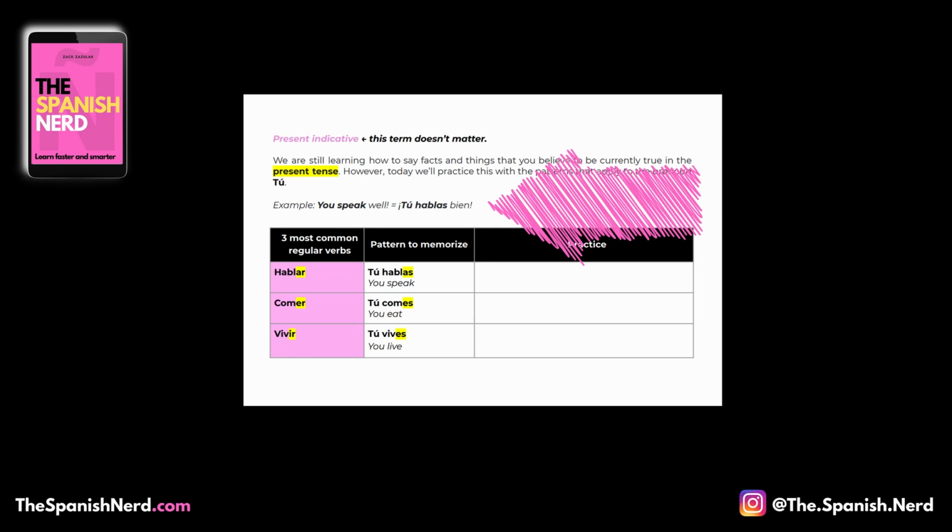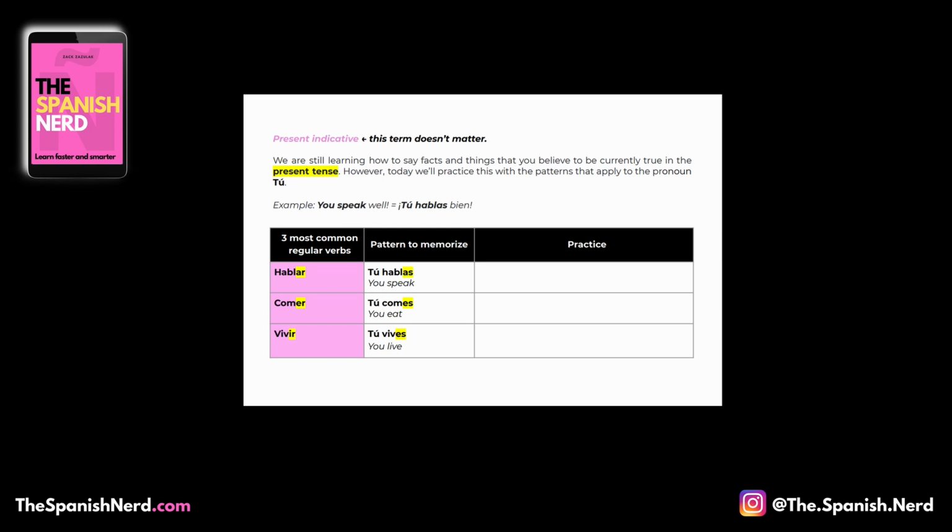Remember, this is just an example. This is not to memorize, okay? These aren't sentences that I'm saying, hey, this is a super practical sentence that you're going to use all the time. Not necessarily. Yes, hablar, comer, and vivir are very common words, and they do happen to be the most common regular ER, IR, and AR verbs, but we're just focusing on the patterns, okay? And here with the example, it's just to prepare your mind to know, hey, that's the kind of sentence we're getting into. You speak well, you eat, you live, you this, you that. Okay, yeah, that's present tense. So it's just prepping your brain.